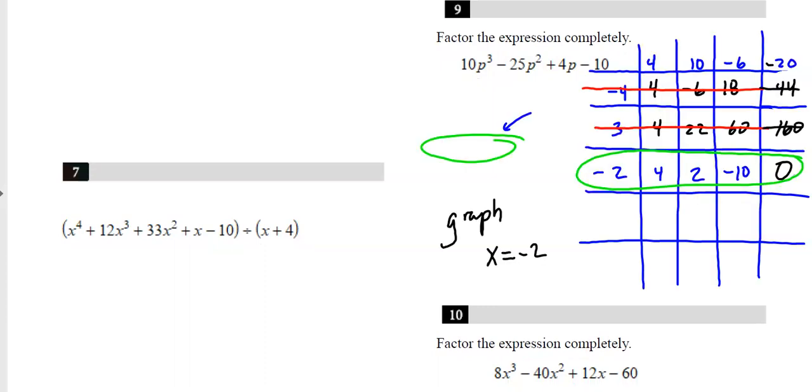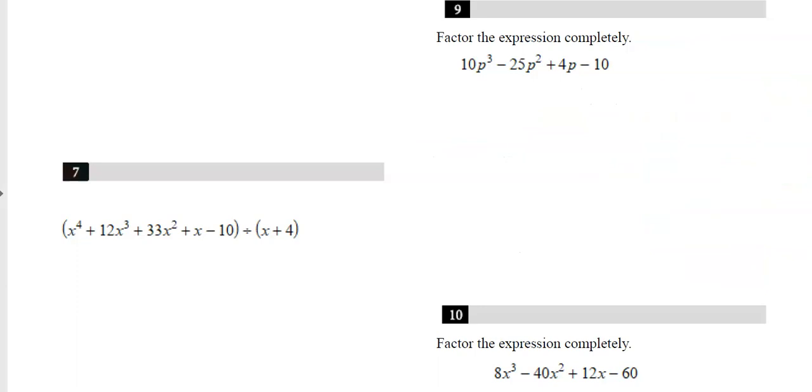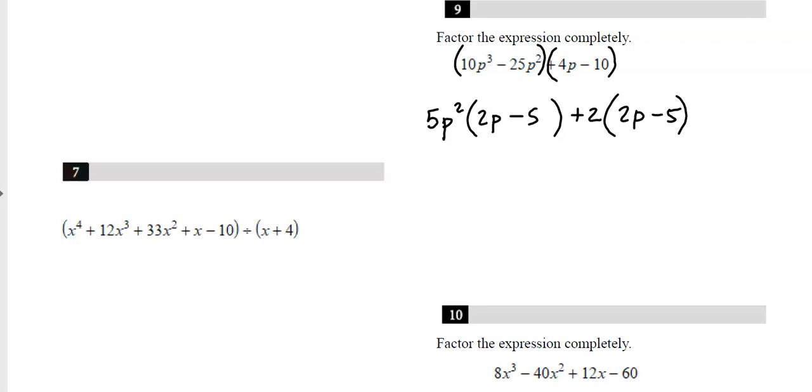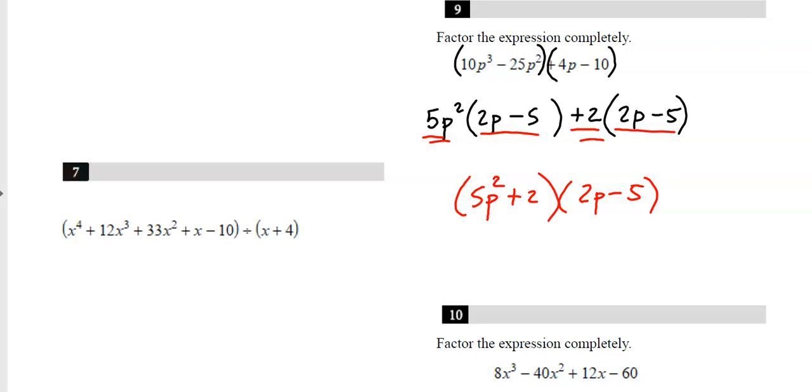I always first try to pull out a greatest common factor. I don't see a greatest common factor, so I'm simply going to try to do it by grouping. So GCF the first part, which would be 5p squared, and reverse distribute, that'll be 2p minus 5. Then over in this other one, it looks like I can yank a 2 out. That's also going to give me 2p minus 5, which is what I want. So I have a common term. Count it once. Then I have the leftover piece. Put that in parentheses. And we have effectively factored the expression.